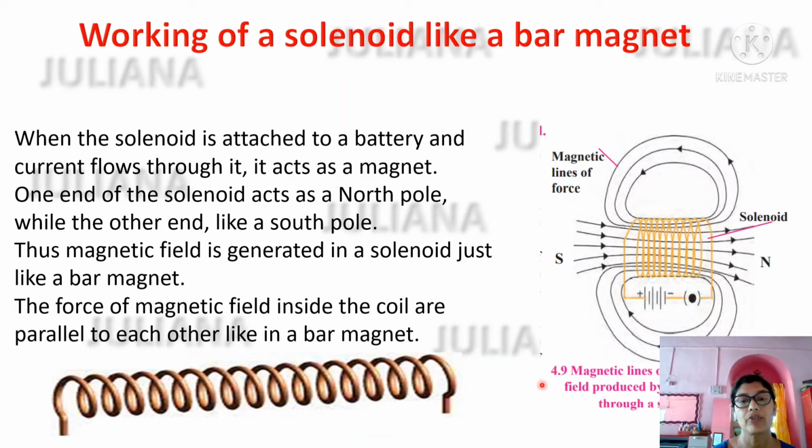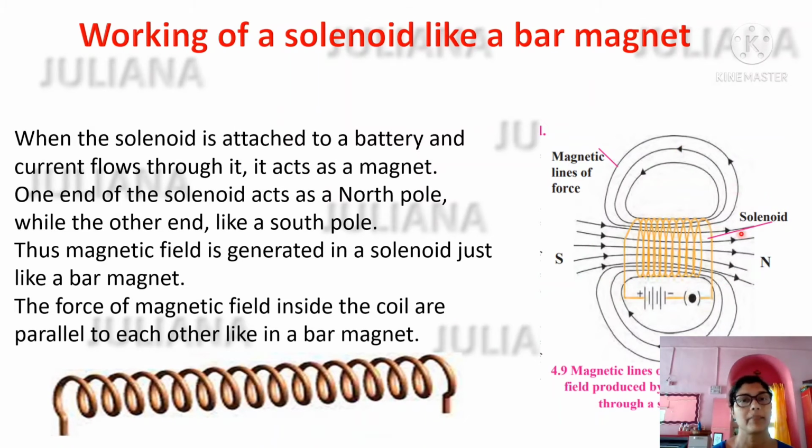Therefore, one end of the solenoid will behave as a north pole and the other end will behave like a south pole, because the lines in the center of the solenoid, the magnetic field lines, are now parallel. And therefore one end of the solenoid will act as a north pole while the other end will act as a south pole.